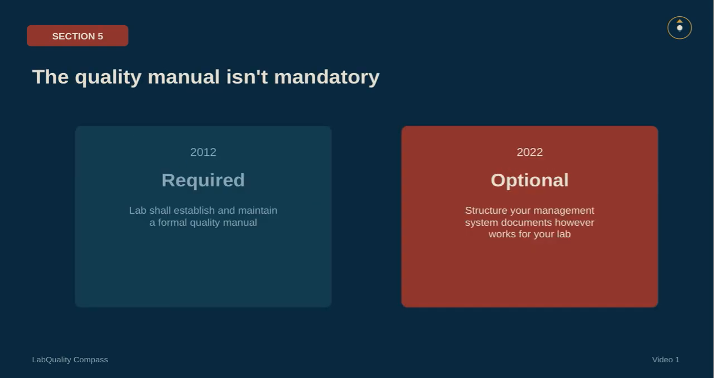Let's look at how the Lab Quality Compass guides us in structuring management system documents. It's flexible. You set it up in a way that suits your lab best. Back in 2012, having a quality manual wasn't mandatory. But by 2022, labs are expected to establish and maintain a formal quality manual. This shift reflects a growing emphasis on consistent quality management. Section 5 of the Compass highlights these evolving requirements clearly.